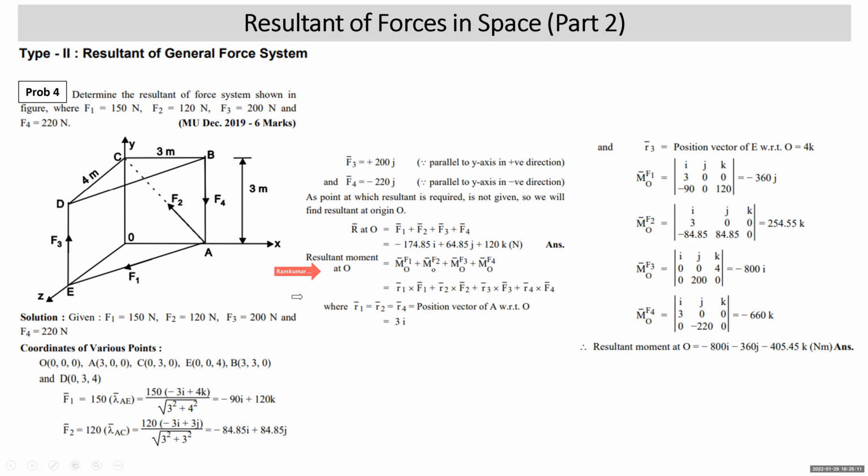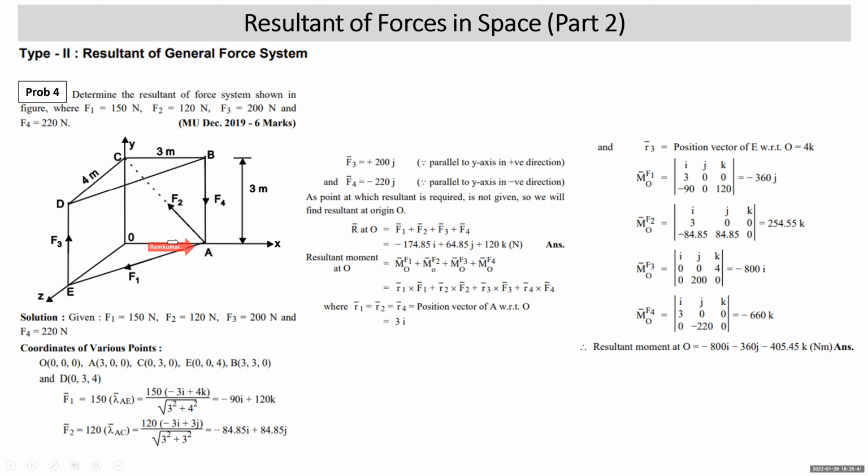Now you can see that here also we try to simplify: suppose two points are given on the line of action of the force, we write the coordinates of the point which has fewer coordinates. Now here you can see point A. At point A, which forces are passing? F1, F2, F4. Point A has only one coordinate since it's lying on the x-axis. So I can say that R1 bar is equal to R2 bar is equal to R4 bar is equal to the position vector of A with respect to O. So simply you get it as 3i.